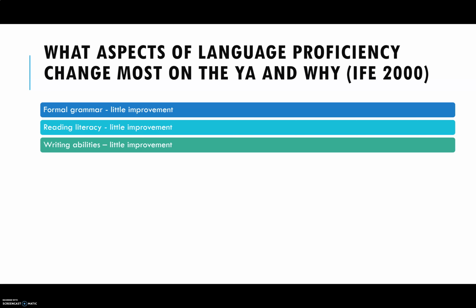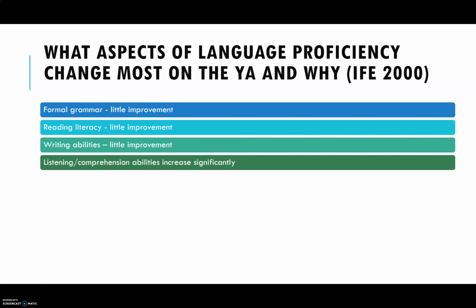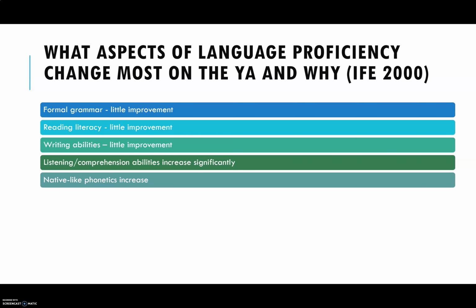Unless, of course, you are taking classes where you're required to write essays and formal academic writing, and then you might find that there's some improvement there. One area that absolutely explodes is listening and comprehension abilities, and they increase significantly on the year abroad. In fact, almost anybody who comes back from being on the year abroad will tell you that they have absolutely no problems anymore understanding German. That's a big benefit of going on the year abroad, and that's something that develops in the vast majority of cases.